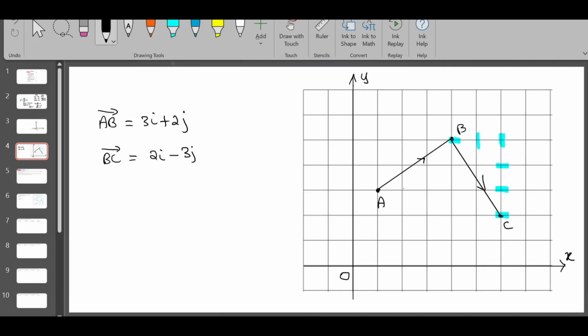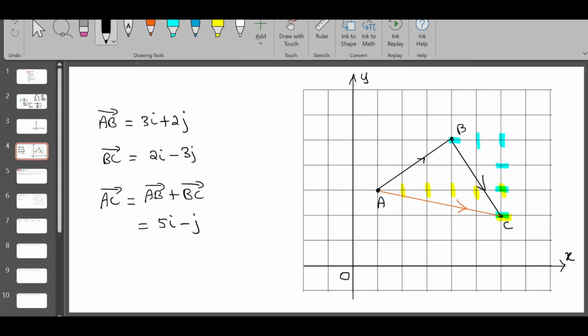That's BC vector. So if they ask you to find AC vector, you can simply add AB vector plus BC vector. So when you add them, add the like terms, 3 plus 2, 5i, 2 minus 3, minus j. Okay, let's start from A. We are going to go 5 units to the right, 1, 2, 3, 4, 5, 1 unit down. So you will reach AC vector. That's AC vector. Hope you understand this.